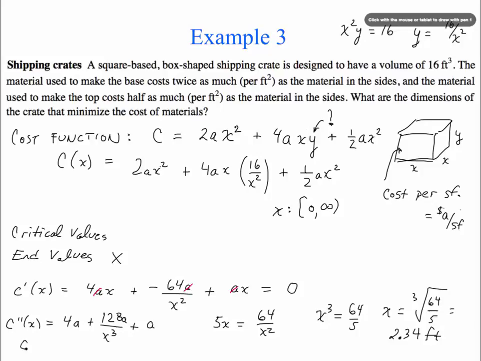Conclusion? So we got the second derivative at 2.34 is greater than 0. What does that mean about the first derivative? The first derivative is increasing, right? If the second derivative is positive, the first derivative is increasing. And that means what? Minimum, right? Turning counterclockwise. Concave up. All right? So this verifies that this gives us a minimum cost.